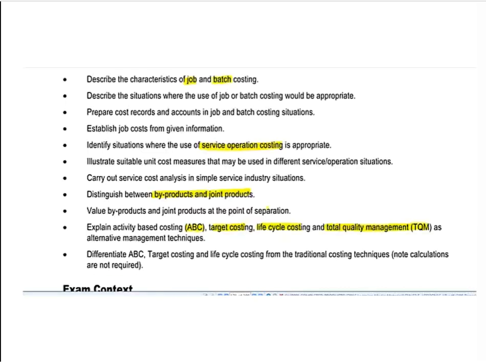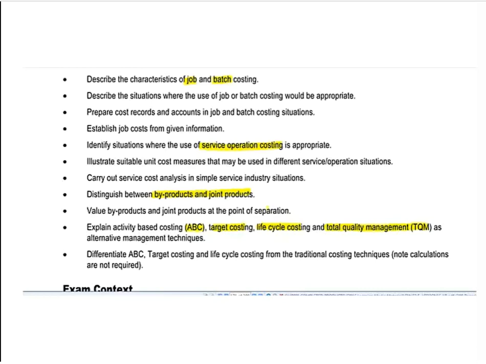So that's where goods have gone through a manufacturing process and an actual item or a unit has been able to be valued at the end. We also considered process costing, where we were unable to value a product until its point of separation. And what we're going to look at in this chapter are a number of different areas.